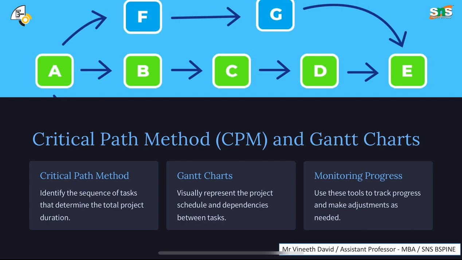Critical path method and Gantt chart. So the critical path method is nothing but identifying the sequence of tasks that determines the total project duration. So yes, we can identify the total path of the duration. This total project contains so many hours. So we should plan on a weekly or daily basis to allocate the work to the employees. So we can identify the work schedules through this process. A Gantt chart is nothing but a chart which will represent the project schedules and dependencies between the tasks.